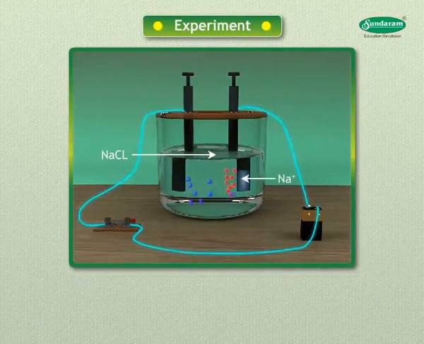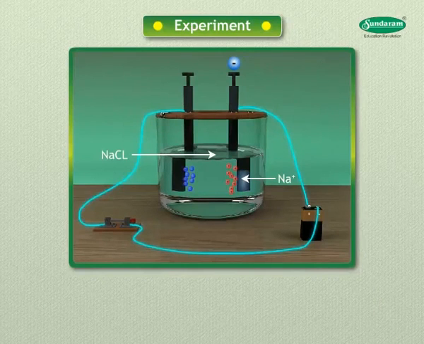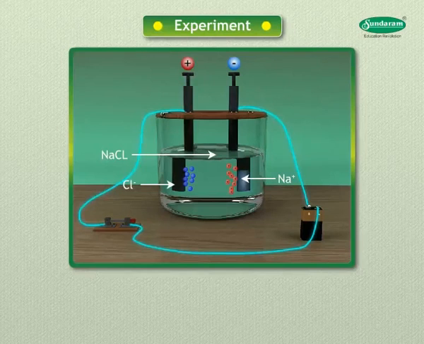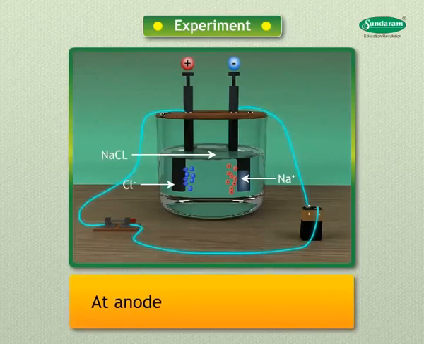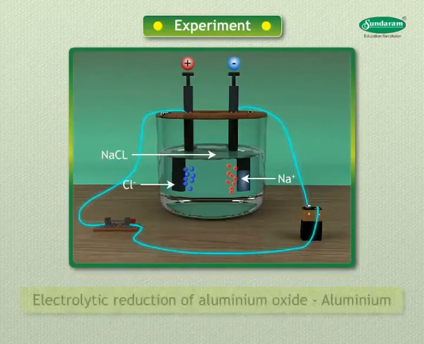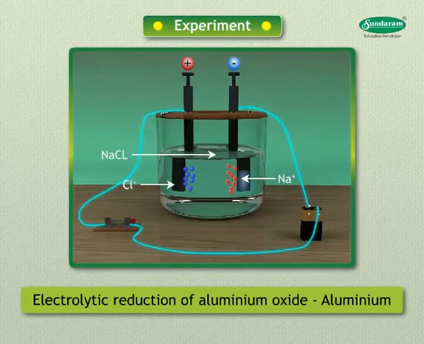The metals are deposited at the cathode, which is the negatively charged electrode, whereas chlorine is liberated at the anode, which is the positively charged electrode. The reaction of sodium is as follows. At cathode, Na+ + e- gives Na. At anode, 2Cl- gives Cl2 + 2e-. Similarly, aluminium is obtained by the electrolytic reduction of aluminium oxide.